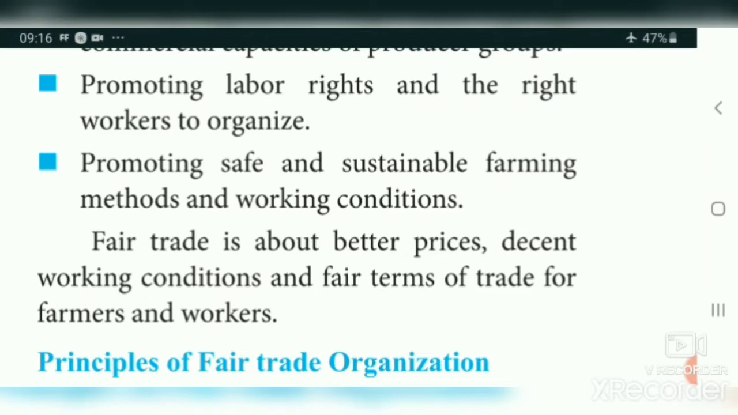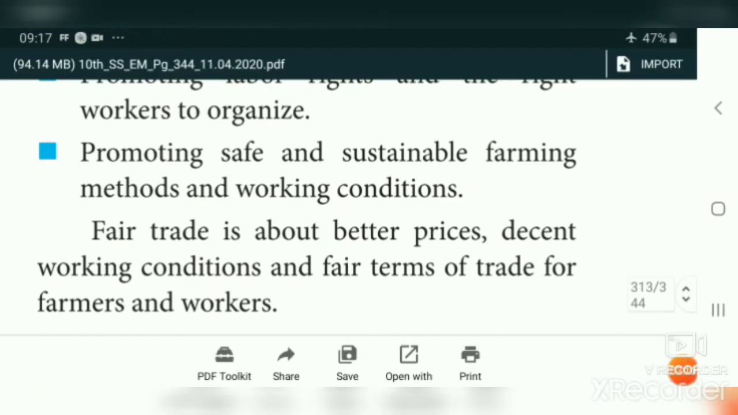Fair trade is about better prices, decent working conditions and fair terms of trade for farmers and workers. What is the meaning of trading? It's a process of buying and selling. So in that buying and selling, there must be a better price and decent working conditions, and the terms and regulations should be a fair one.